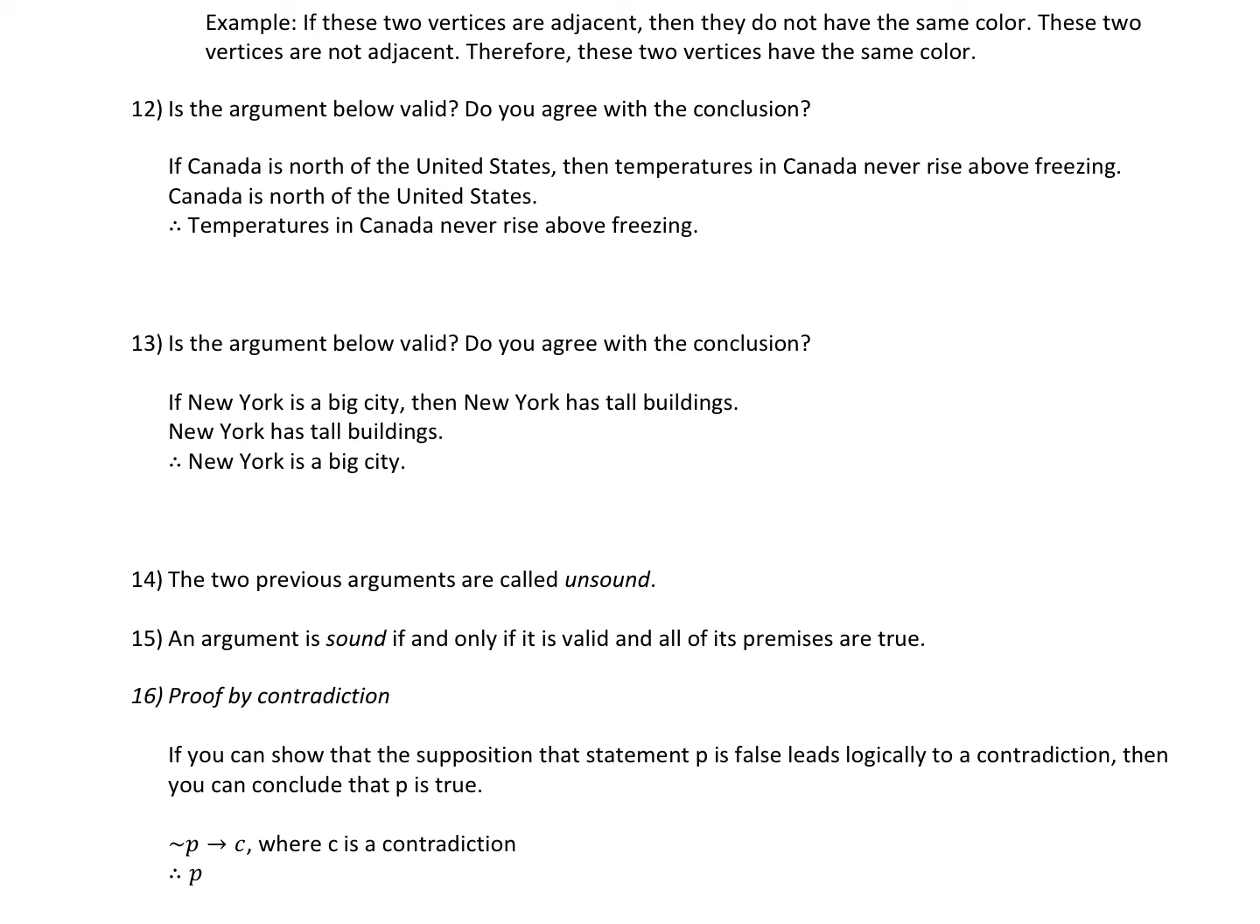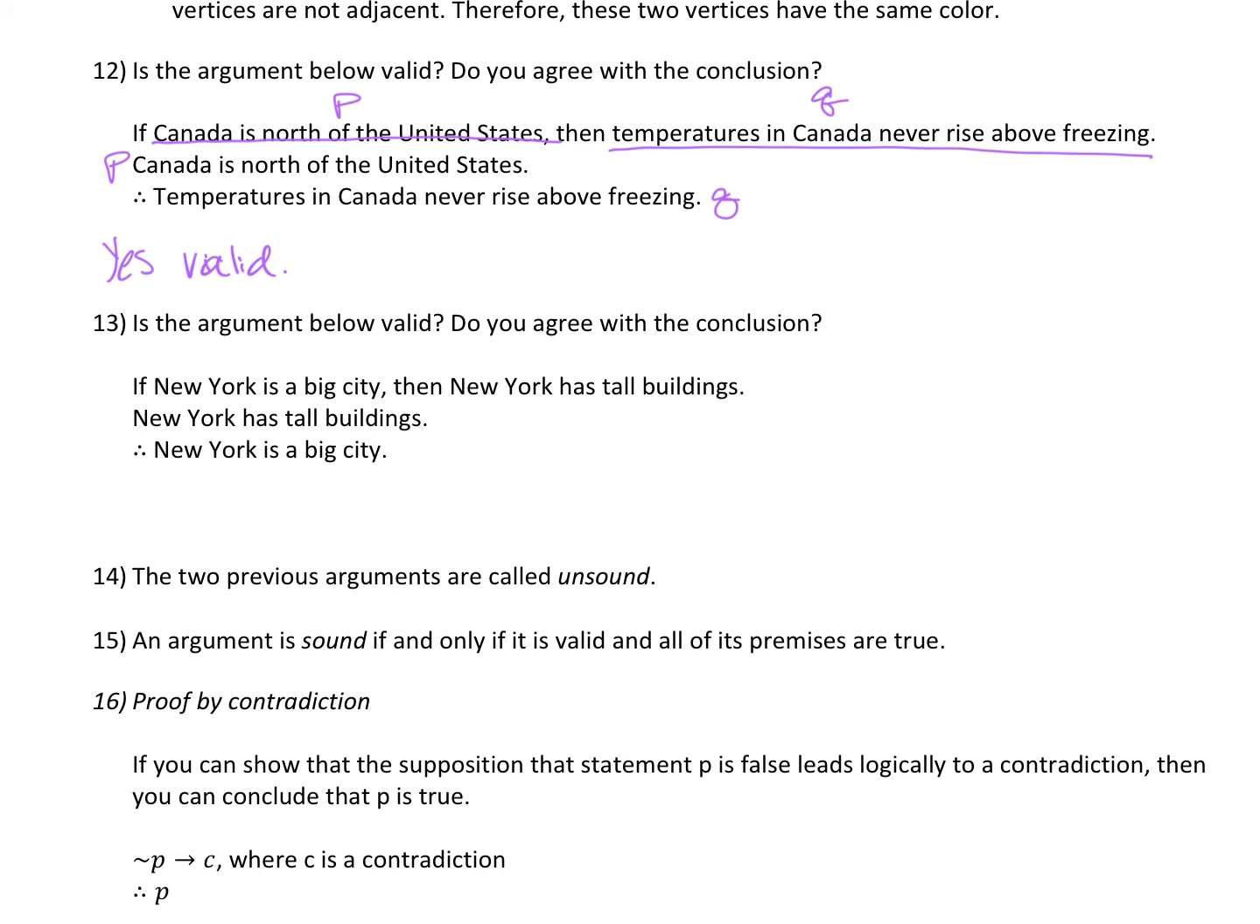Is this valid? Yes, this is the modus ponens rule. We have if P, Canada is north of the United States, then Q, temperatures in Canada never rise above freezing. Okay. P, therefore Q. Yes, valid. Do we agree with the conclusion that temperatures in Canada never rise above freezing? No. We'll just say disagree with conclusion.